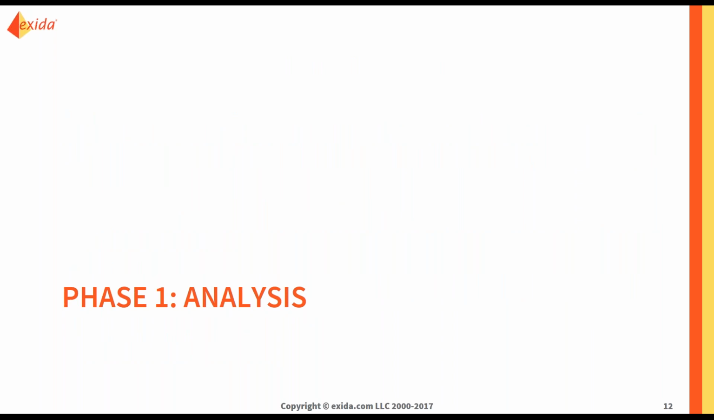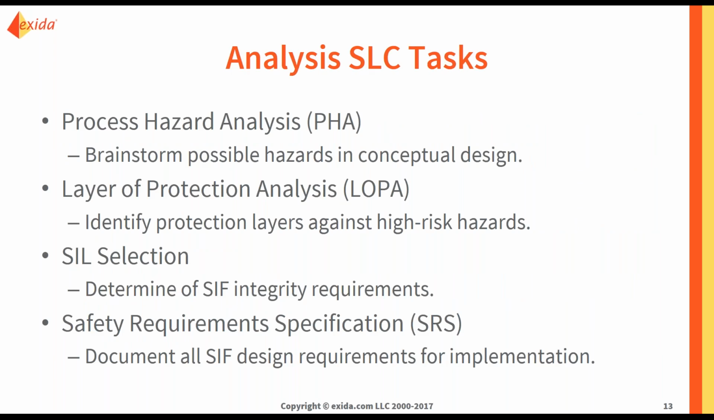Phase 1 of the safety lifecycle is the analysis phase, and it includes a certain number of tasks. I'm going to give you an idea of the tasks and show you how you can do this with a fully integrated tool. First, you start with your process hazard analysis. In this step, you're going to brainstorm possible hazards in your conceptual design. You're going to take your P&ID or your process flow diagram, and you're going to assess it for the inherent risk in your system. And then you're going to see which safeguards are present that would protect against certain hazard scenarios.